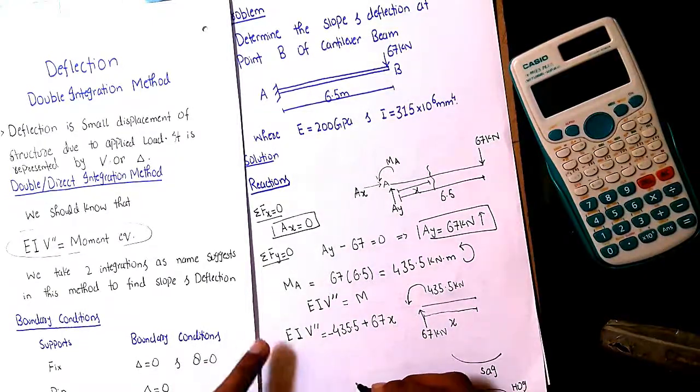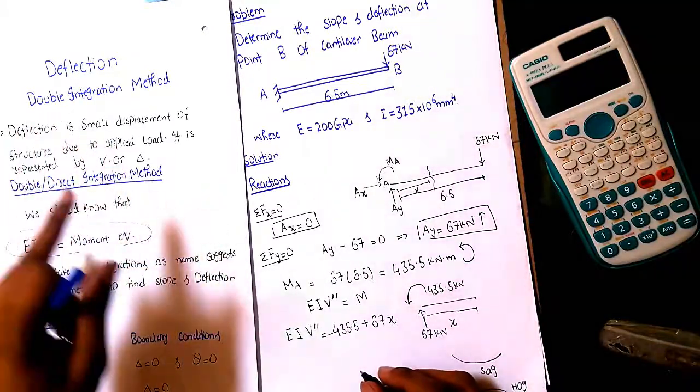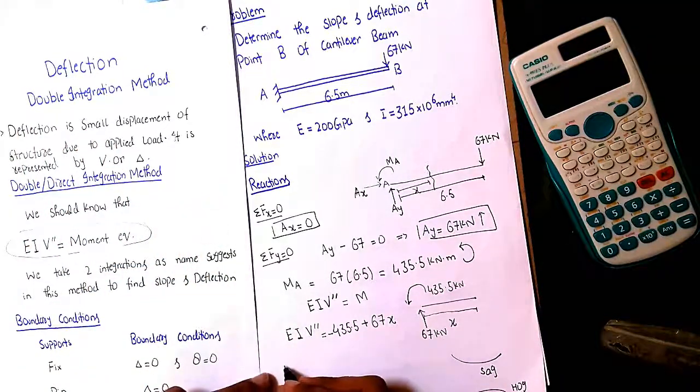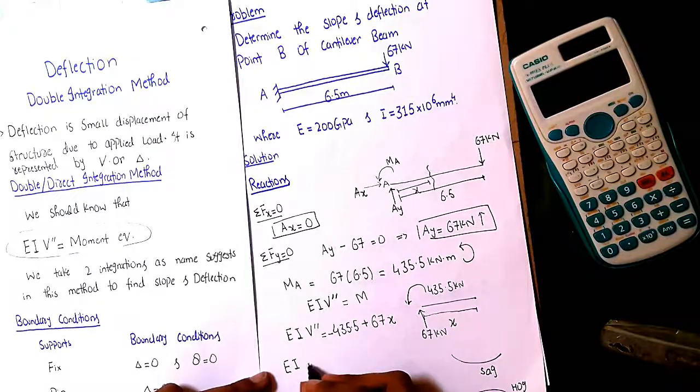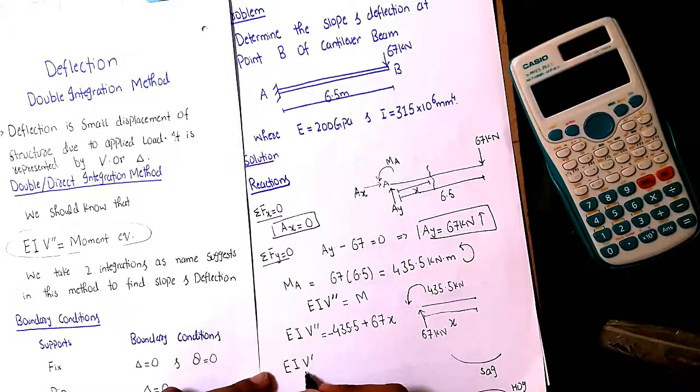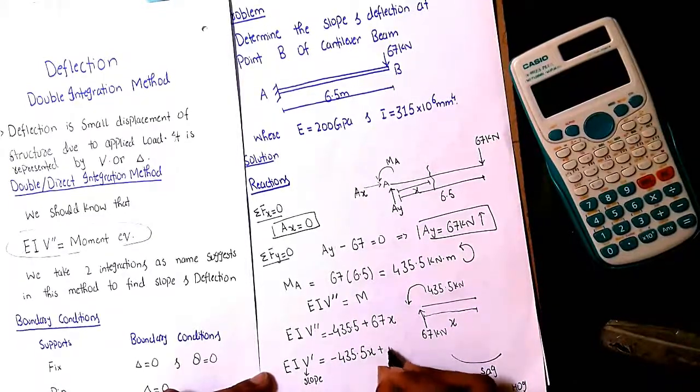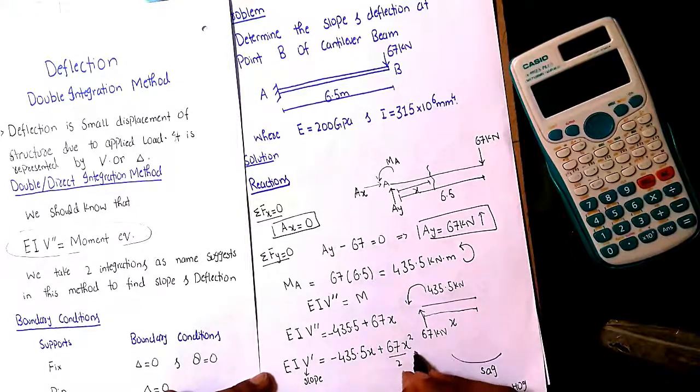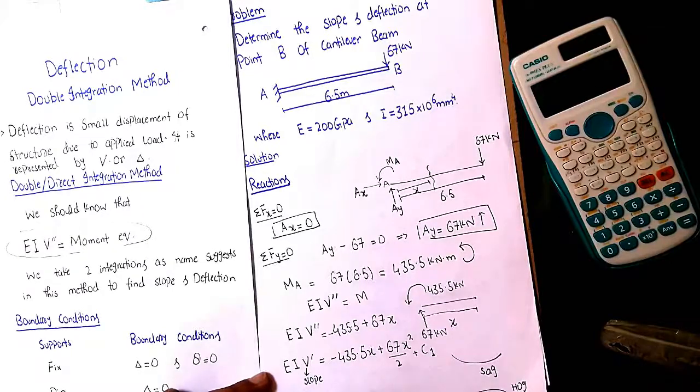As the name says, we have to take two integrations, the double integration method. So I will take the first integration. This will give me EI v dash, where v dash is slope, is equal to minus 435.5 x plus 67 x square over 2 plus a constant of integration. Then I will take one more integration, which will give me deflection.